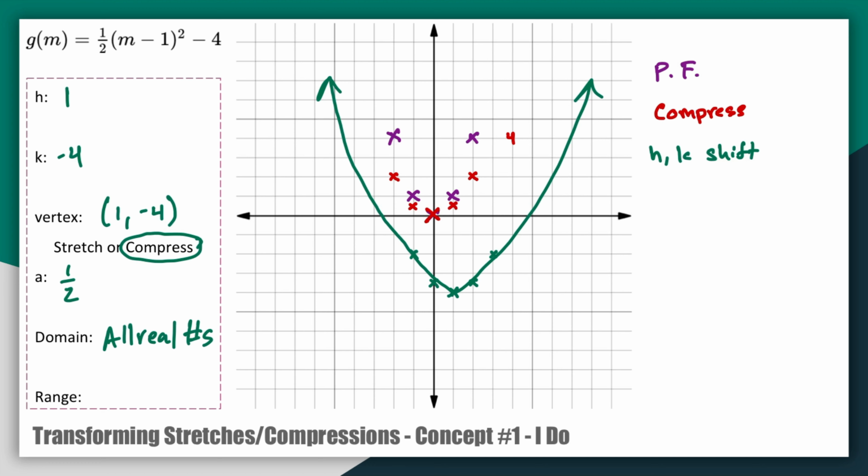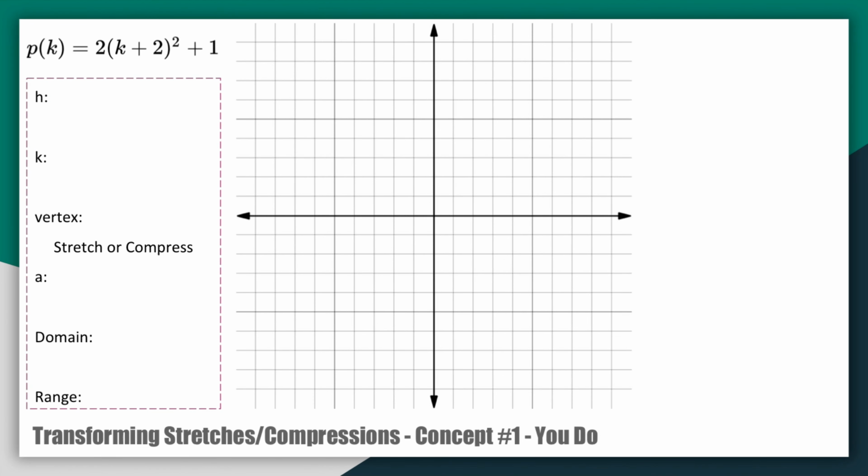And then range, we've dropped down now. Look at our lowest y value is here at -4. So y is greater than or equal to -4. Okay, let's jump to the next one. All right, this one is for you guys to do. Identify all of your pieces, transform your quadratic.